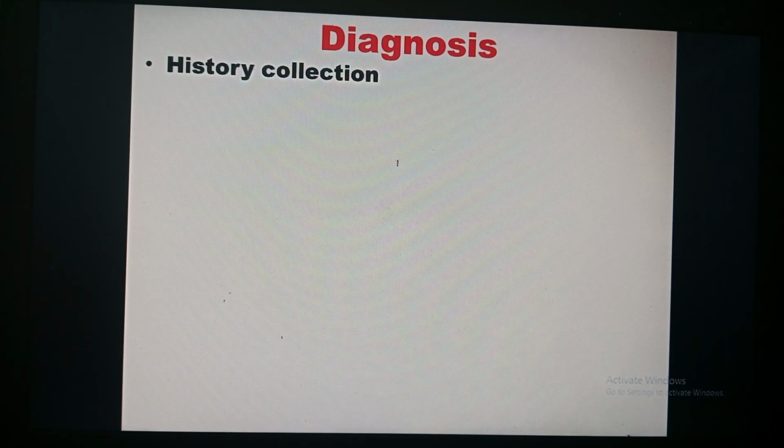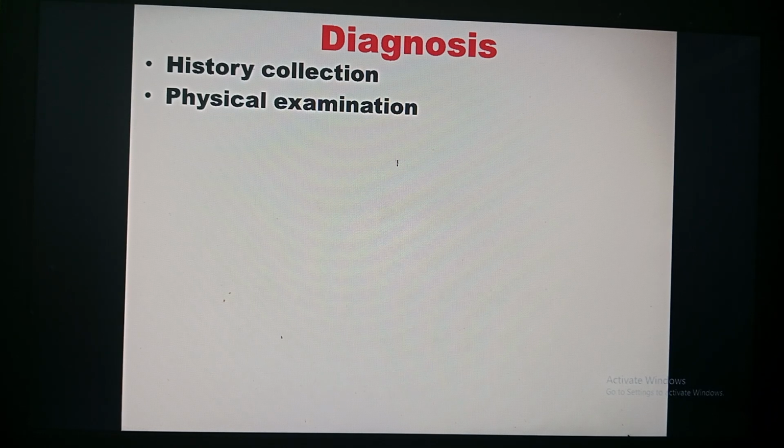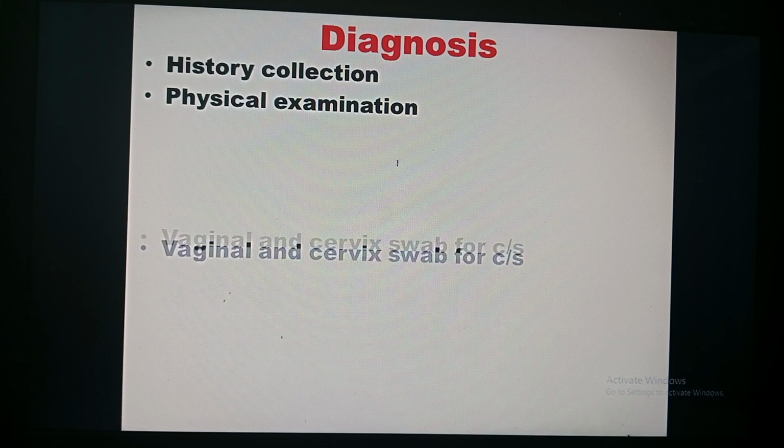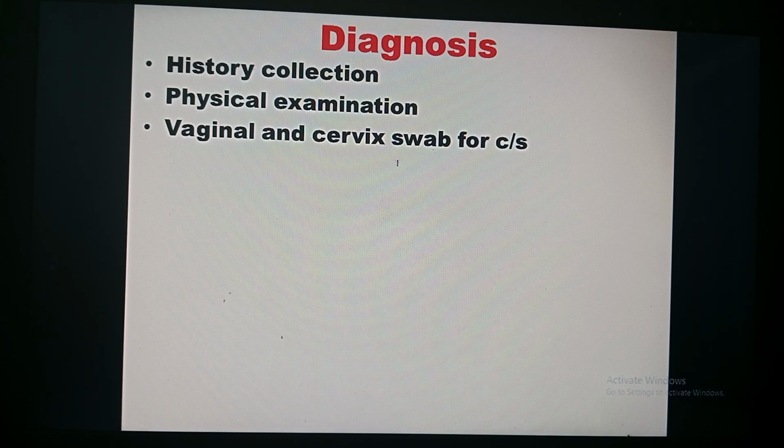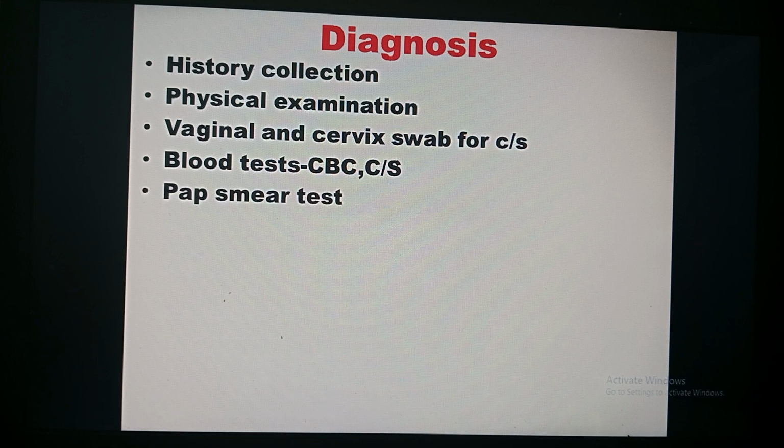How to diagnose this? History collection. After the history collection, usually the doctor will do a clinical examination: inspection, palpation, percussion and auscultation. Especially when doing palpation, when the doctor touches and palpates with the finger, the client may feel mild pain. In a vaginal examination, the doctor could also feel any changes. During the vaginal examination, the doctor may collect a swab for culture and sensitivity to find the exact bacteria and treat accordingly. Blood tests, that is CBC and culture and sensitivity. If there is infection, the WBC as well as the ESR will be increased.